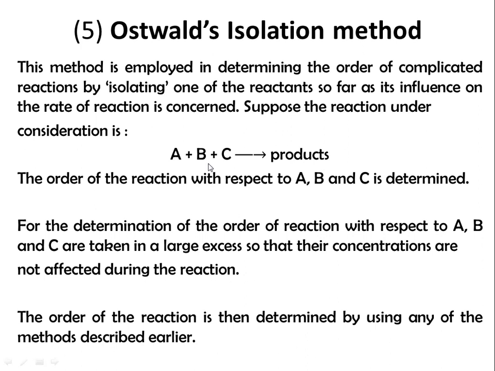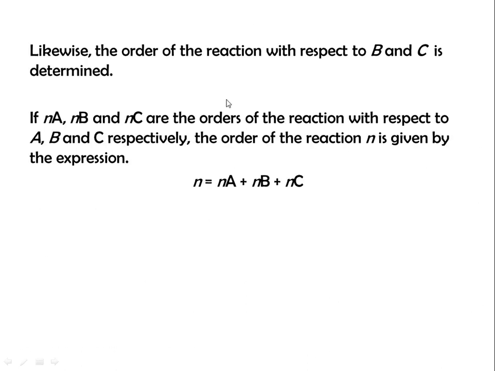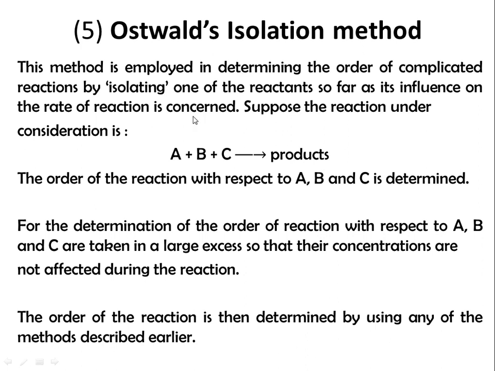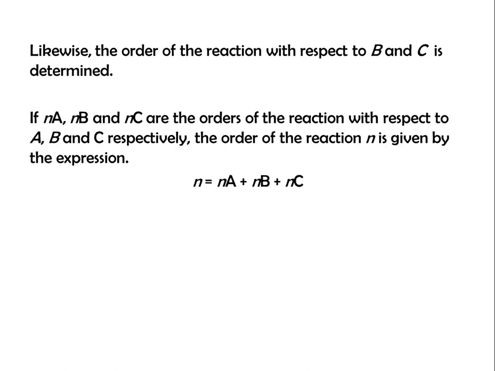In the second experiment, we keep the concentrations of A and C in large excess and we vary the concentration of B, and we determine the order of reaction with respect to B. Then in the third experiment we keep A and B in large excess and we determine the order of reaction with respect to C. So now we get the orders of reaction, that is Na, Nb and Nc.